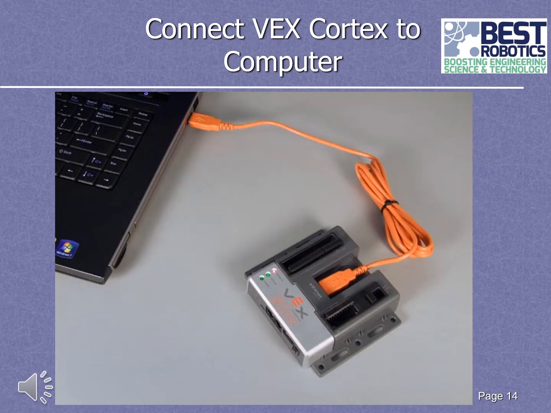When you're ready to download your program to the Cortex, one common way to do so is to connect the laptop to the Cortex with an A-to-A USB cable. That'll power up the Cortex, and you can compile and download your program. You may get an error at first saying that RobotC firmware needs to be downloaded to the Cortex first. So the next chart will show you how to do that.